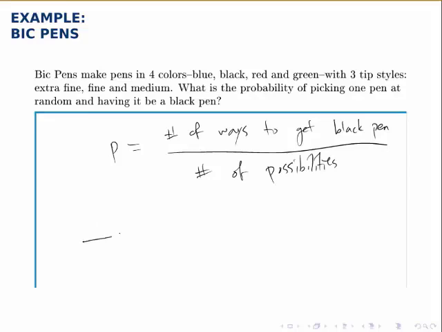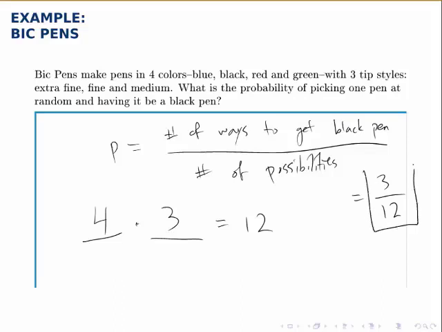If we're selecting a color and a tip style, there are 4 options for the color, 3 options for the tip, so there are 12 total options. So that's the denominator, that's the number of possibilities. There are 12 possible options. 3 of those are black. You can have black extra fine, black fine, or black medium. So there are 3 ways to get a black pen, and there are 12 total possibilities. Therefore, the probability that our randomly selected pen is black is 3 out of 12.